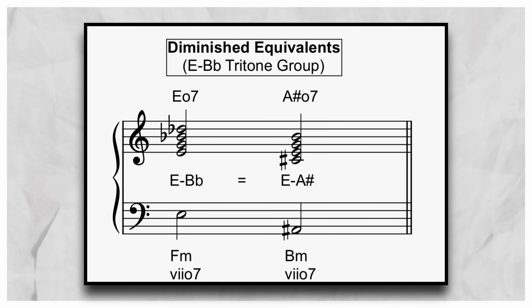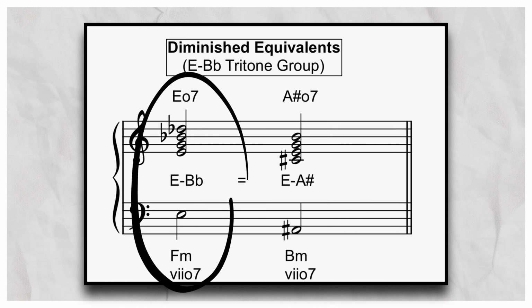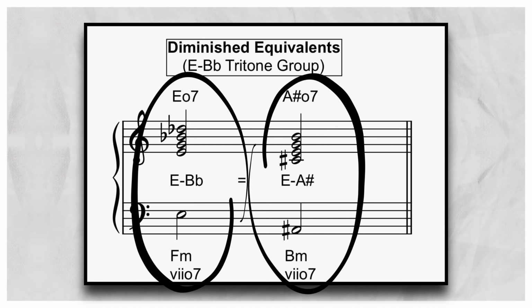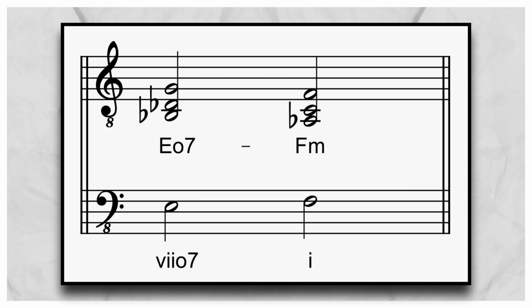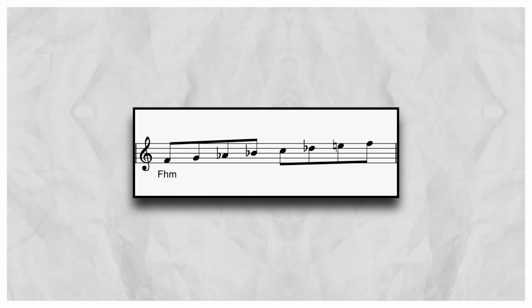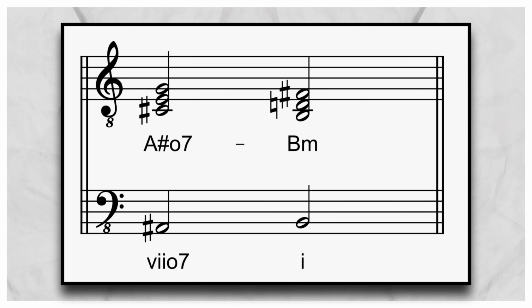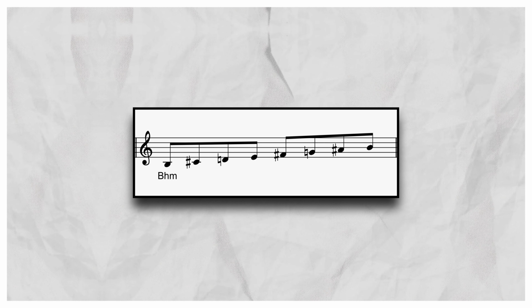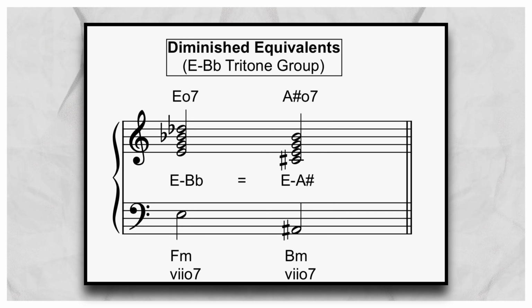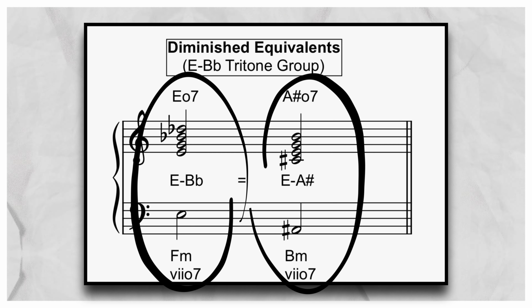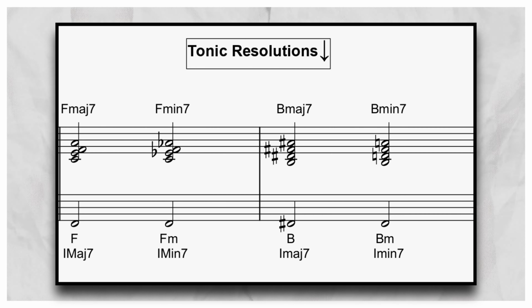Our second group is the diminished equivalent group, E diminished 7 and A sharp diminished 7. E diminished 7 diatonically resolves to F minor and naturally appears in the F harmonic minor scale. A sharp diminished 7 diatonically resolves to B minor and naturally appears in the B harmonic minor scale. Because they're tritone equivalents, both E diminished 7 and A sharp diminished 7 can resolve to F major, F minor, B major, and B minor.